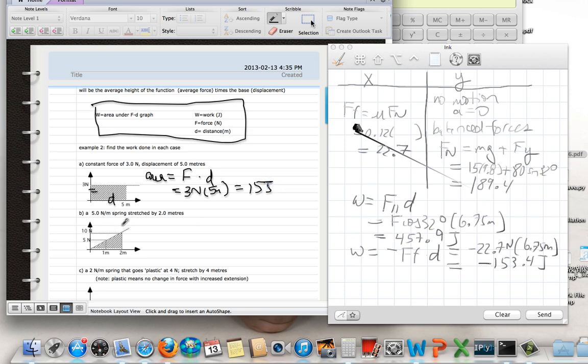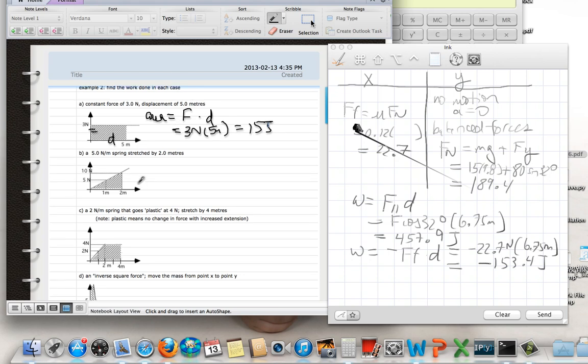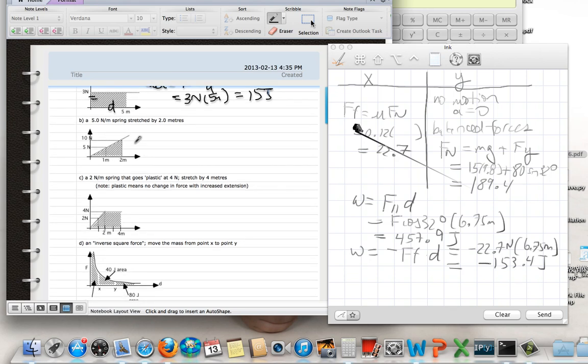Now, in the case of a triangle, like we had with spring on the previous page, here the work done is, well, we're going to have to find the area, right? And that's going to be a half times the base times the height. Well, the base is 2 meters, and that's pretty clearly the distance. The height is 10 newtons. And what we realize is that this 10 newtons has a physical significance. It represents the average force.